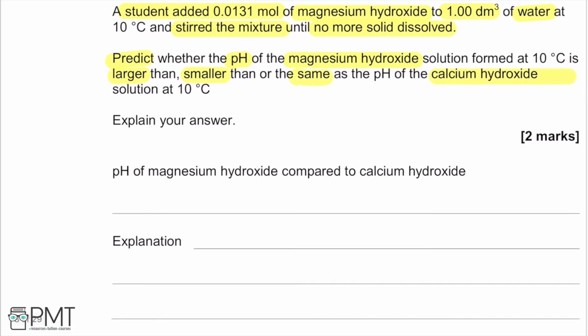So this question tests your understanding of solubility down group 2, and we know that as you go down group 2, the solubility of hydroxides increases. So using this fact, we know that the pH must therefore be smaller and more acidic.